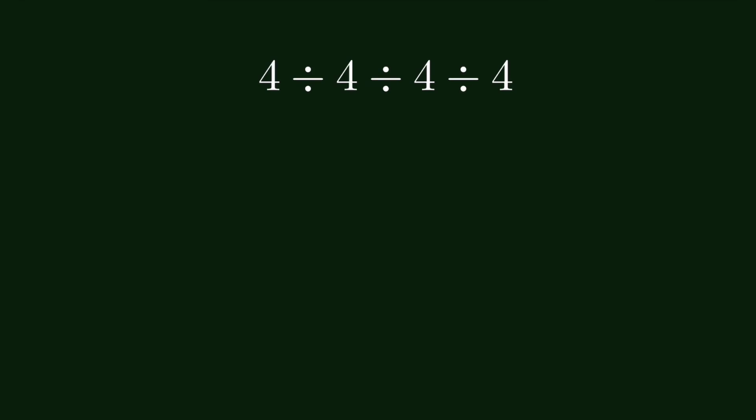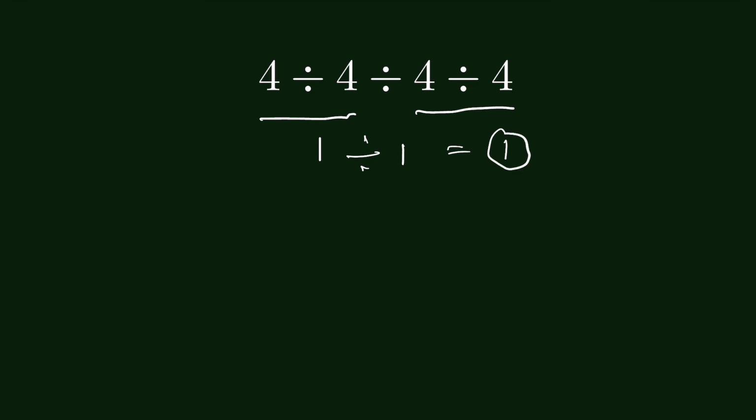4 divided by 4 divided by 4 divided by 4. How do you solve this? So many of us make the mistake of solving it like this. 4 divided by 4 is 1, and 4 divided by 4 is 1. Then 1 divided by 1 is 1. You get 1 as your answer.